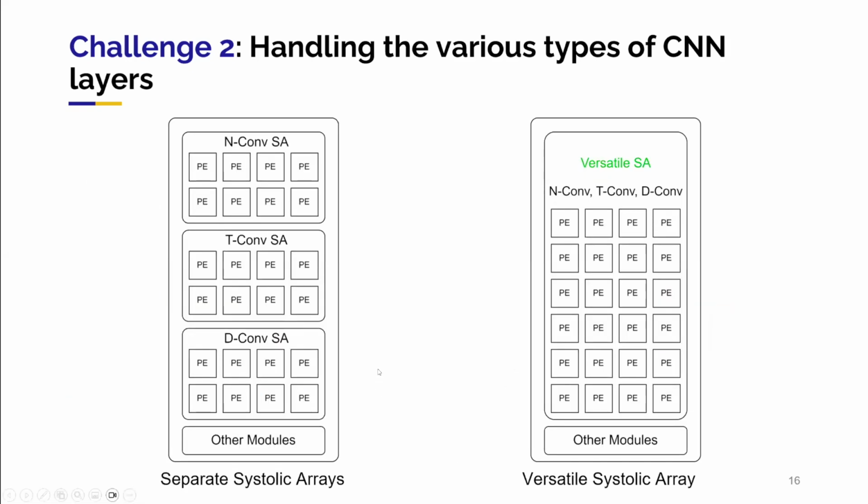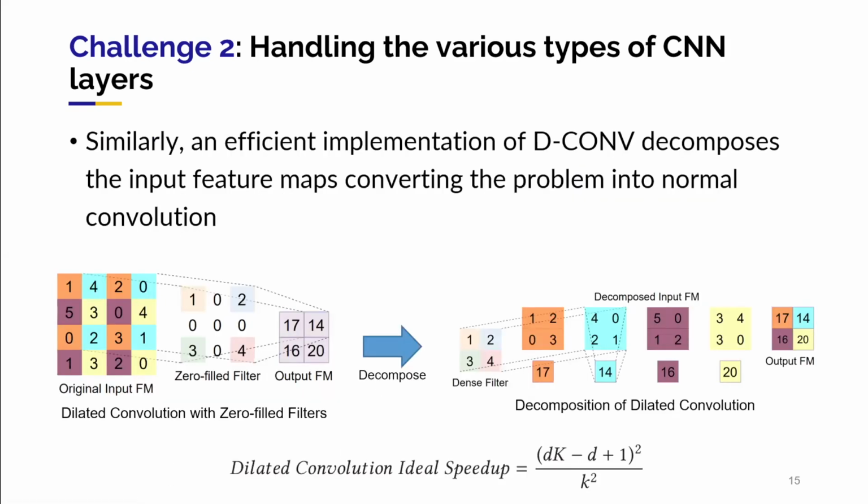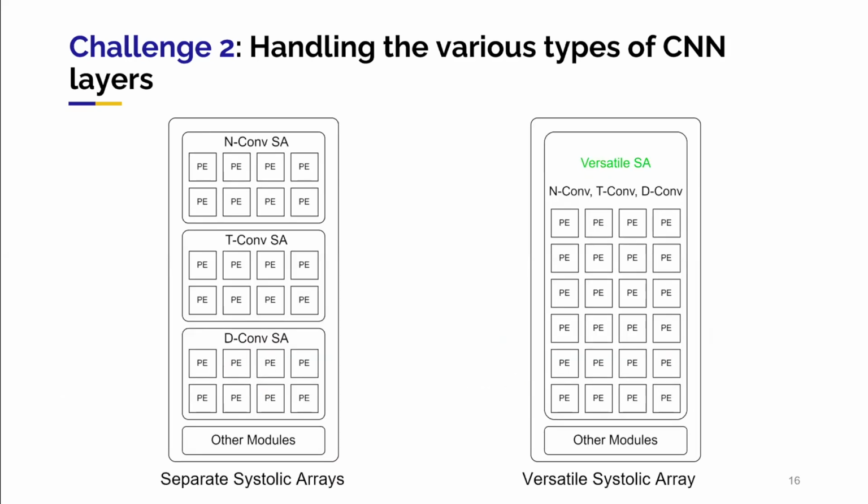So now that we have this decomposition approach, we can have two approaches. One is we can have a dedicated accelerator or systolic array for each type of convolution. But you see that the problem with this approach is we will need to divide the computation resources between these three types of convolution. But our approach is we have a unified versatile systolic array that can be dynamically configured during runtime to either perform normal convolution, transpose convolution, or dilated convolution.